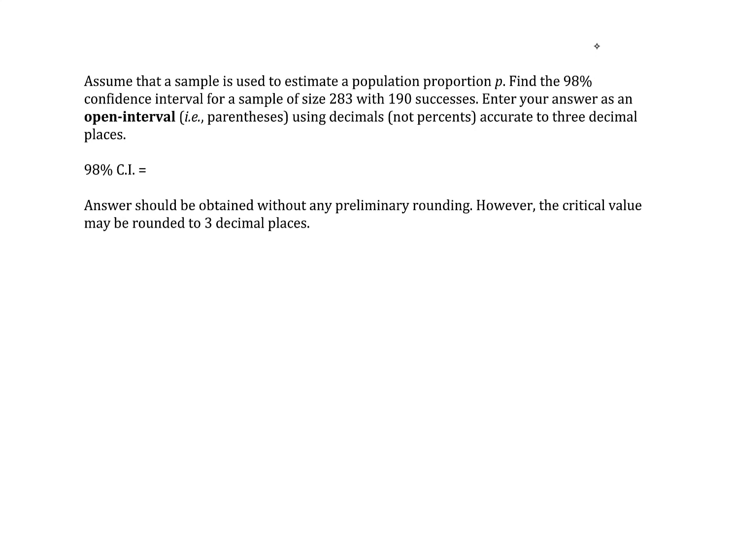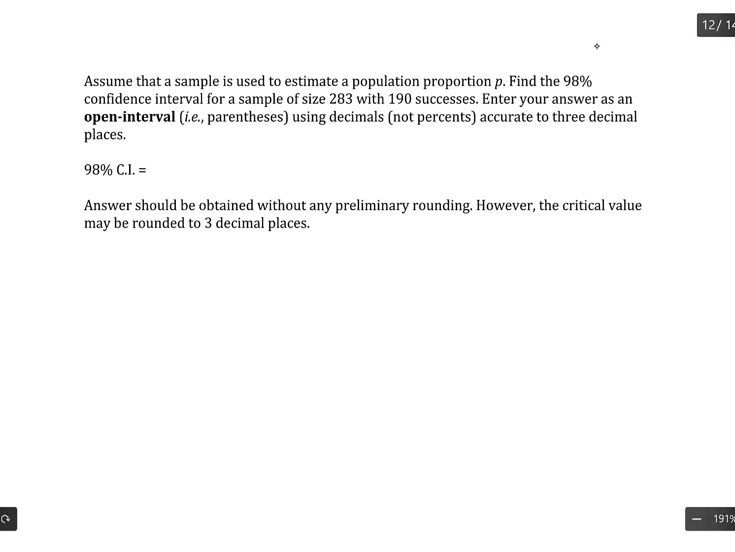Assume that a sample is used to estimate a population proportion P. Find the 98% confidence interval for a sample of size 283 with 190 successes. Enter your answer as an open interval using decimals, not percents, accurate to 3 decimal places. Answer should be obtained without any preliminary rounding. However, the critical value may be rounded to 3 decimal places.